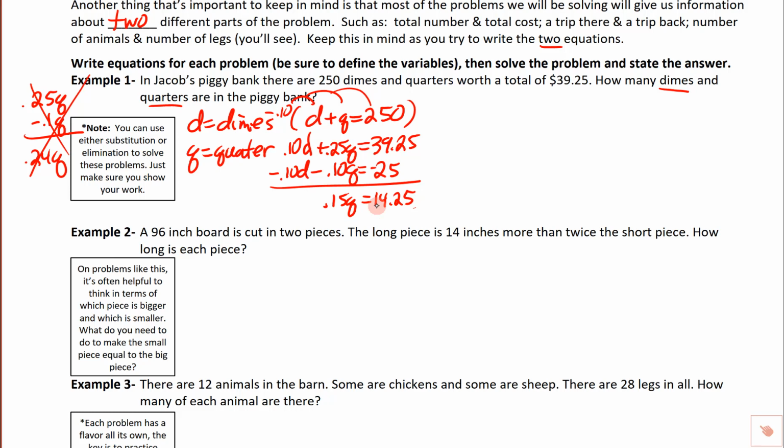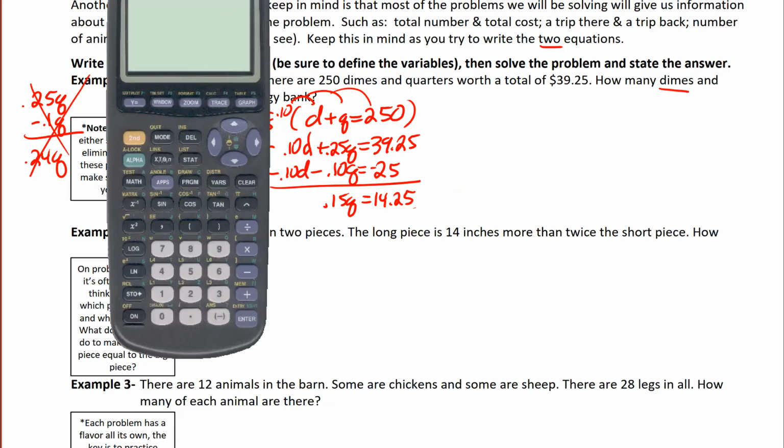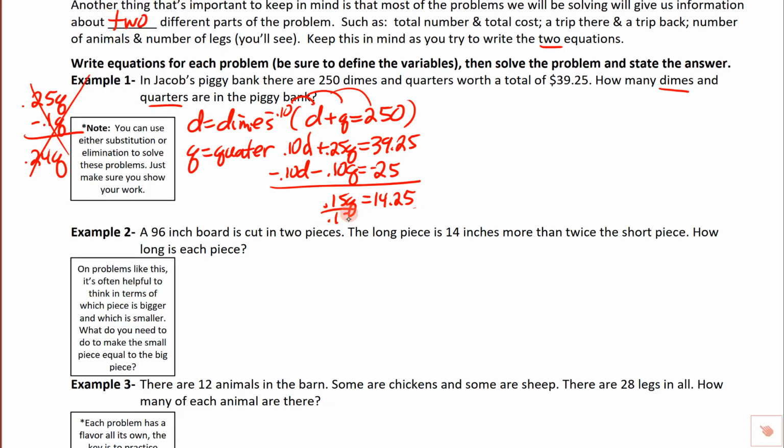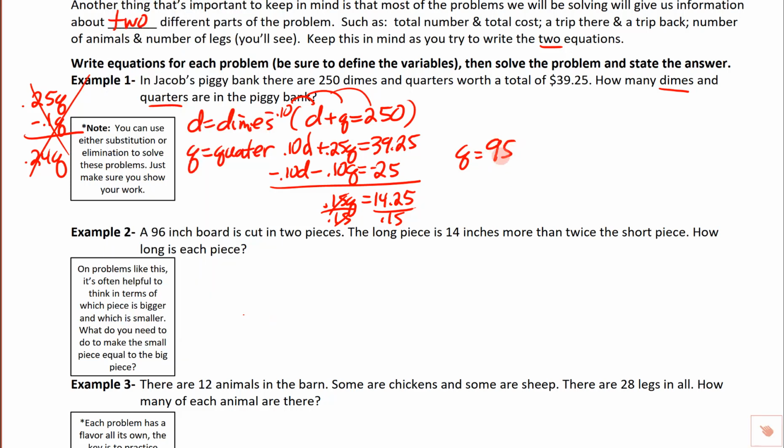Now, if you need to grab a calculator for something like this, there's no problem here. This still counts as showing your work. So I'm just going to grab this calculator, because we need to divide by 0.15, and I'm hoping that this works out pretty nicely. So let's check and see here. I'll bring up the calculator, and we're going to throw in 14.25 divided by 0.15, and we end up with 95. So Q is equal to 95.